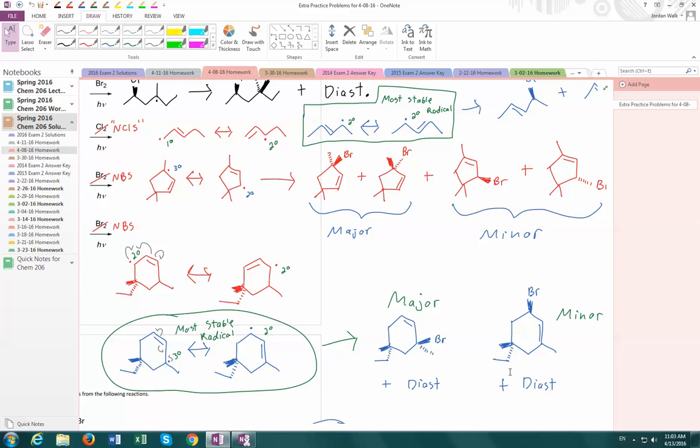So it's a two-step. On an exam, it's basically going to be a two-step problem. Number one, what's the most stable radical? And then number two, what products can form from that most stable radical? And so we can see, just considering one of them, we have multiple products that can form.